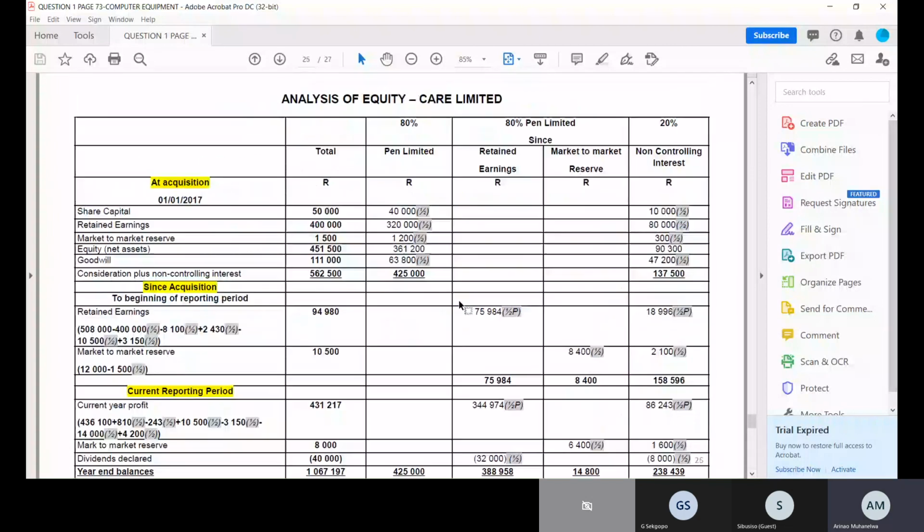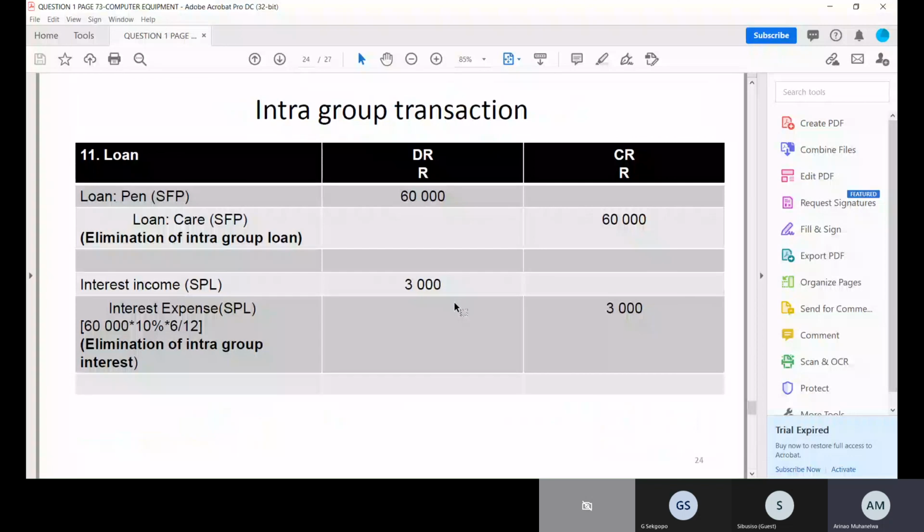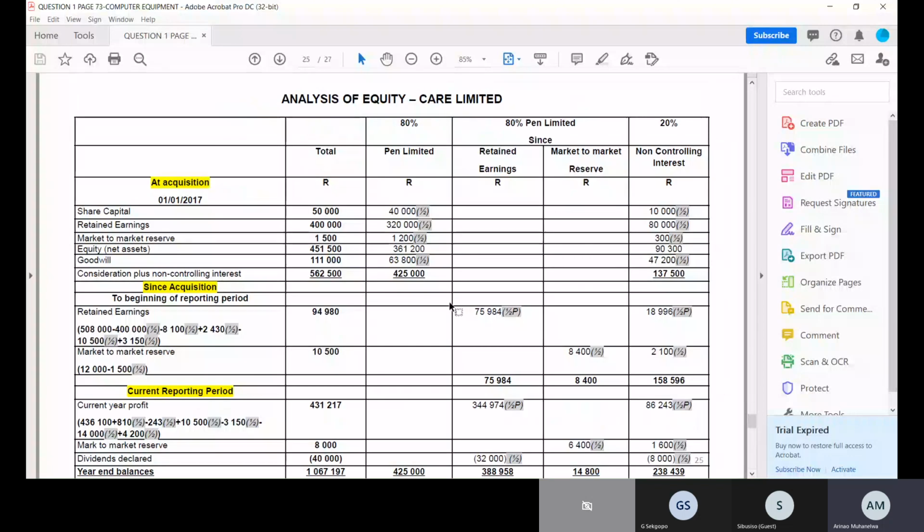Statement of changes in equity. Once you deal with this, then the statement of changes in equity will be easy to deal with, the movement on the statement of changes in equity.